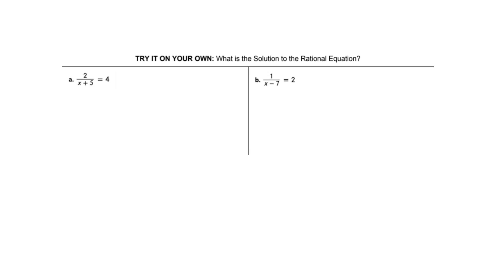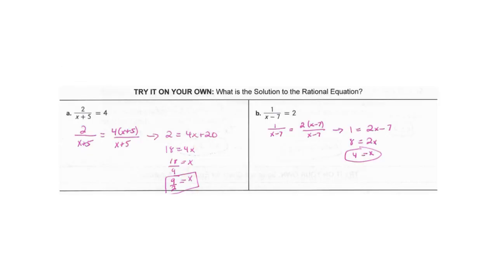All right, so why don't you try these ones on your own, A and B, so pause it, and then I'll show you the solutions. Okay, here's the solutions to them. Your LCD is x plus 5. Multiply the right side's numerator and denominator by x plus 5. Cancel out the denominator, and then solve for x. Same thing for B.